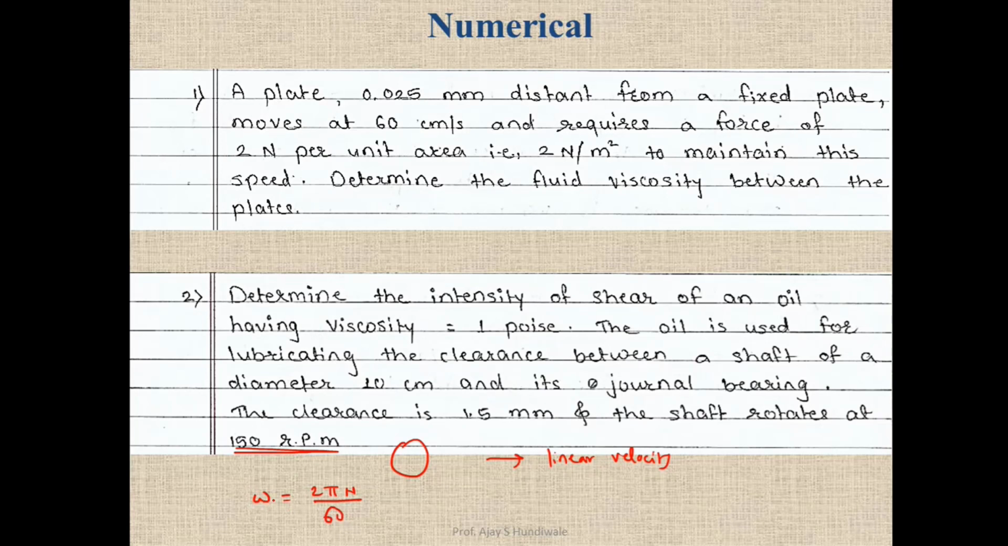Okay, and if you want to convert this angular velocity into linear velocity, you have to use the formula v or u is equal to r omega. So if I put the value of omega in this equation, r into 2 pi N divided by 60. So 2r is equal to d, so u is equal to pi d N by 60. So here velocity you can find out with this formula. This is equal to velocity u.